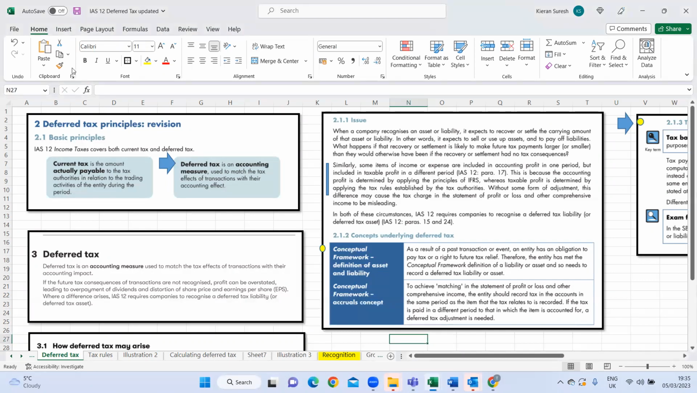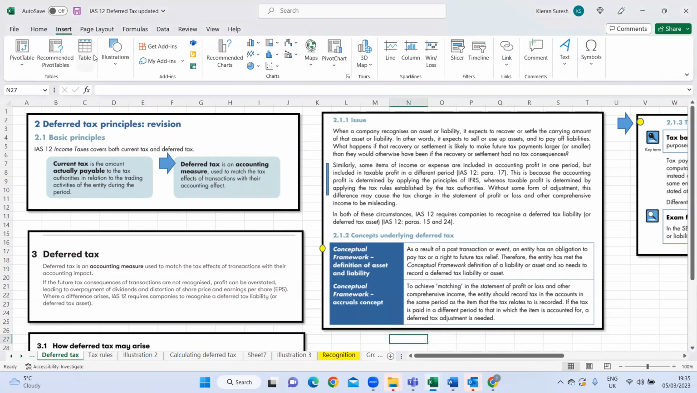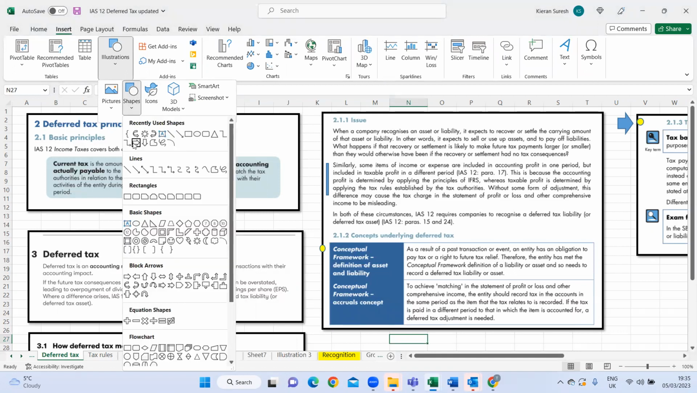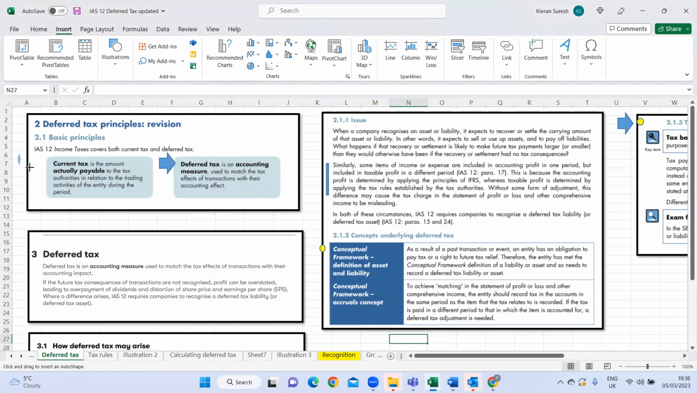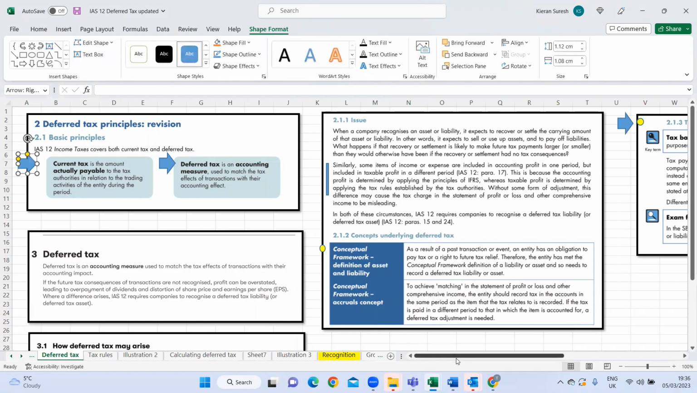Okay. Right. Now let's look at video 3 on deferred taxation. And let's first look at the definitions of these two. As I clearly explained, you just need to understand the difference between a current tax and the deferred tax.